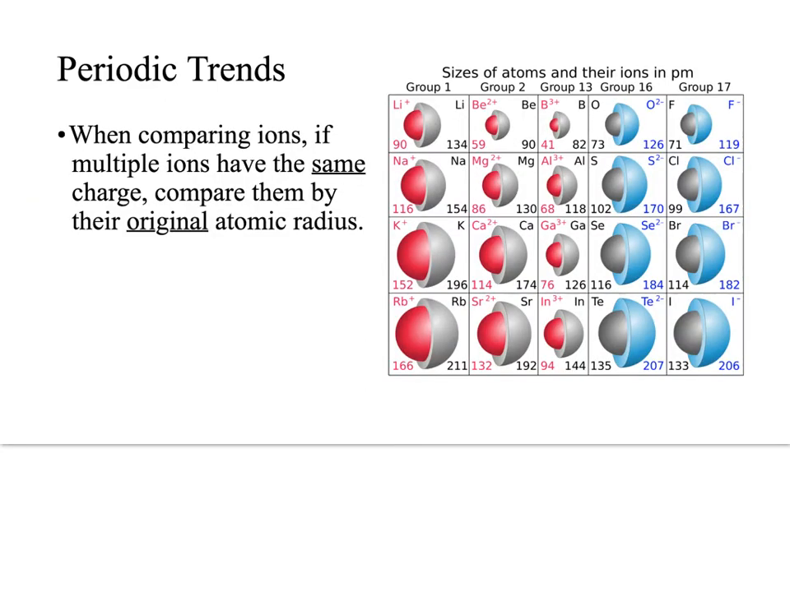When comparing ions, if multiple ions have the same charge, for example, the previous slide mainly dealt with charges: a 1 plus is smaller, but a 2 plus is even smaller, and a 3 plus gets even smaller, just like a 3 minus is bigger than a 2 minus, which is bigger than a 1 minus. If they have the same charge, you just compare them by their original size, because notice, rubidium started bigger, and that means even after it loses an electron, it's still bigger than potassium, which is still bigger than sodium. So if they have the same charge, you just compare them back to the original atomic radius trend.